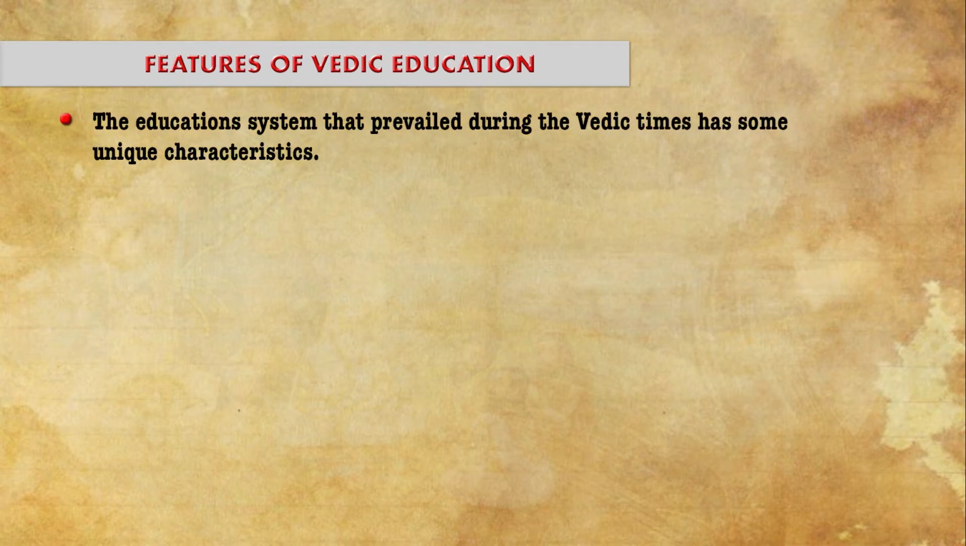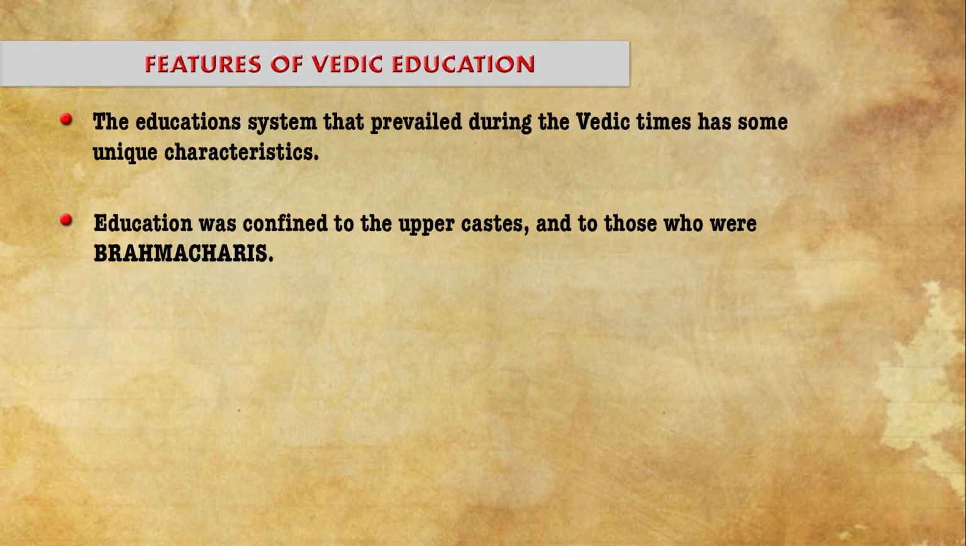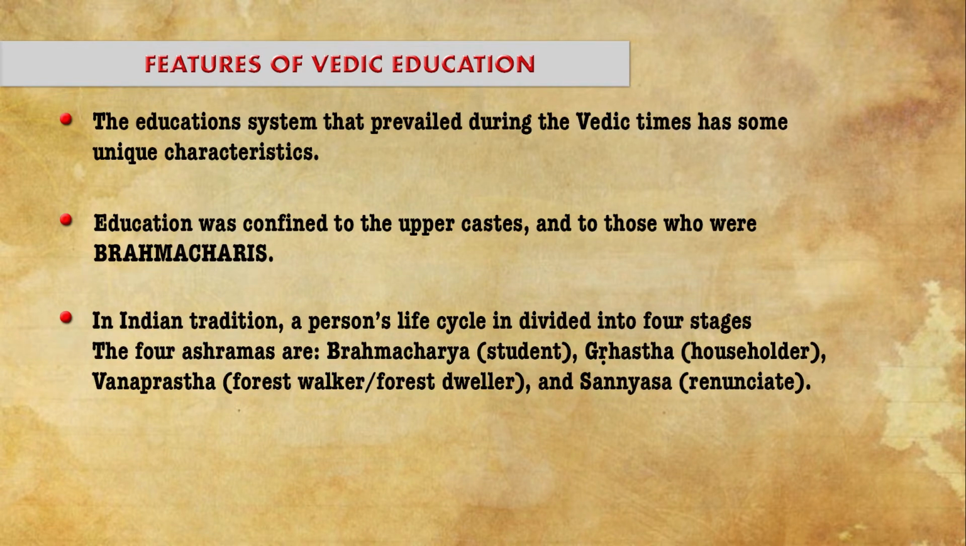Then there were different features of Vedic education. The educational system that prevailed during the Vedic times had some unique characteristics. Education was confined to the upper castes and to those who were brahmacharis. Now you must be knowing, in Indian tradition, a person's life cycle is divided into 4 stages. The 4 ashrams we call.